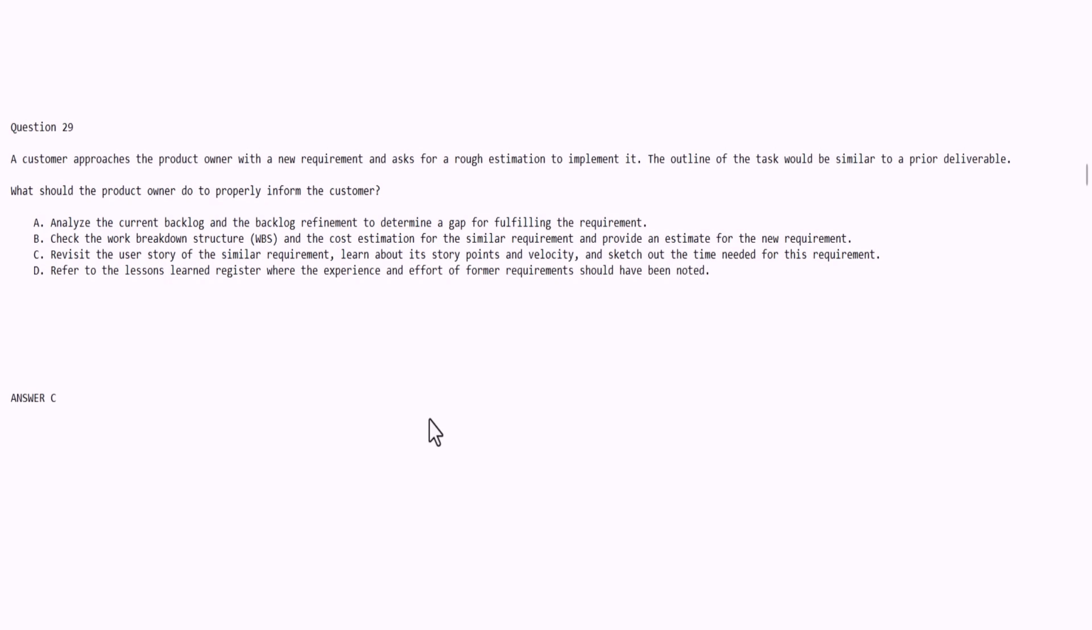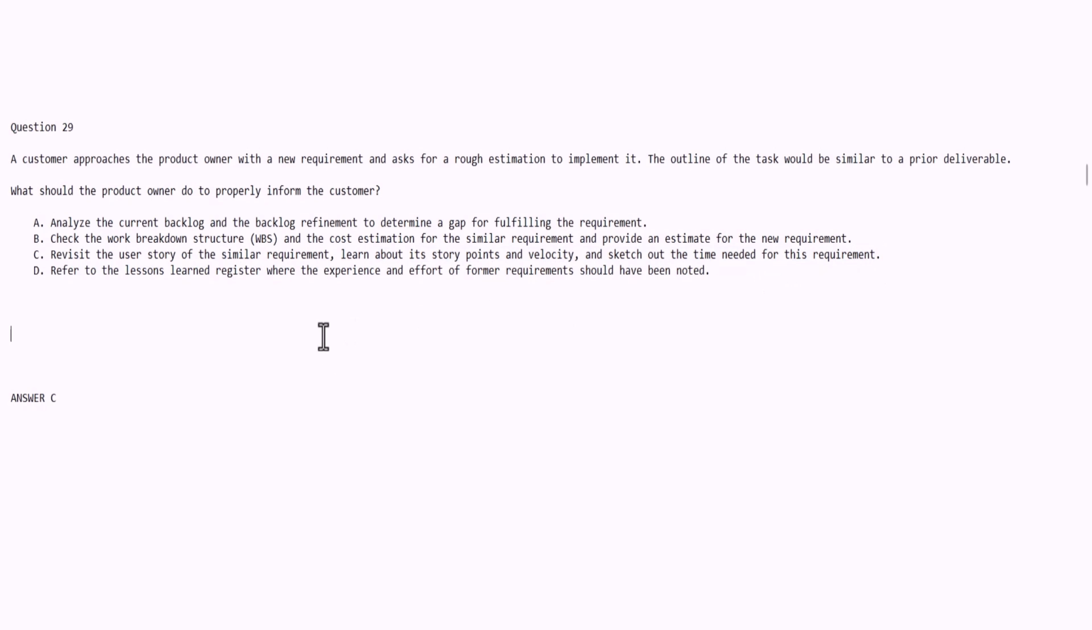Okay, so here we are back, and hopefully you got the answer correct. And the correct answer is C, that when faced with a situation where the actual request is for a rough estimation on how to implement a new deliverable on a project, the product owner would revisit the user story of a similar requirement, learn about its story points and velocity, and sketch out the time needed for this actual requirement.